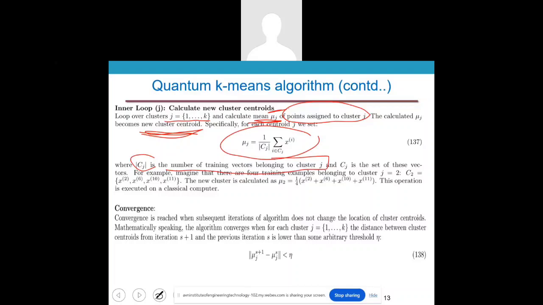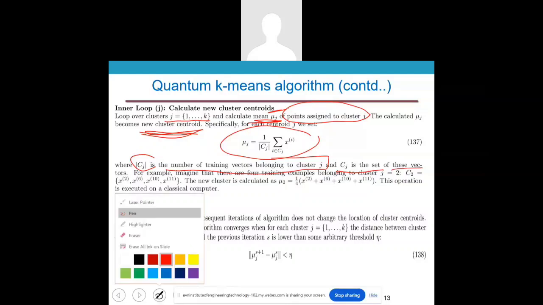Cj is the set of these vectors. So the sum of the values divided by the number of vectors gives the actual values. This is the general form of the calculation. For example, let me explain that.